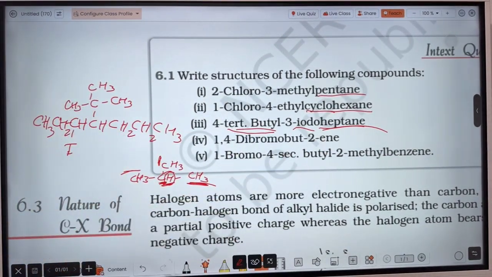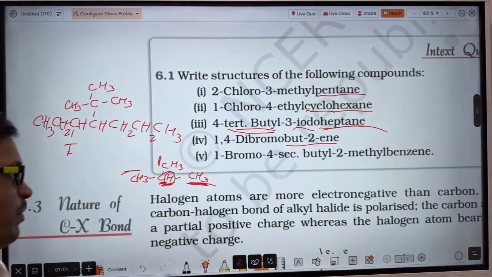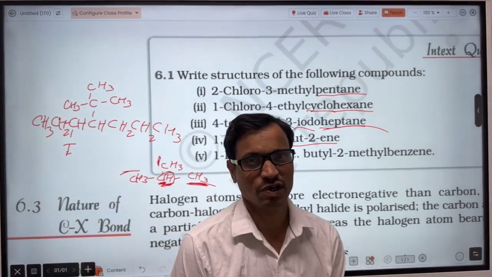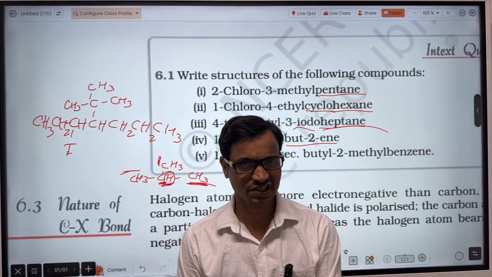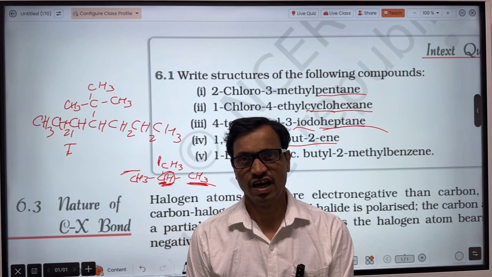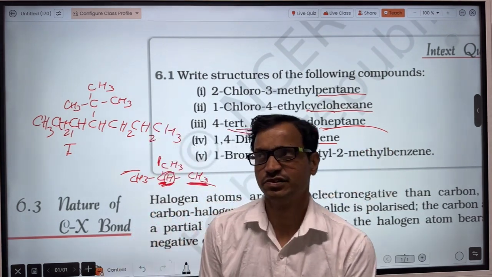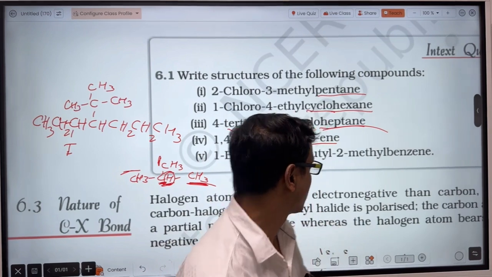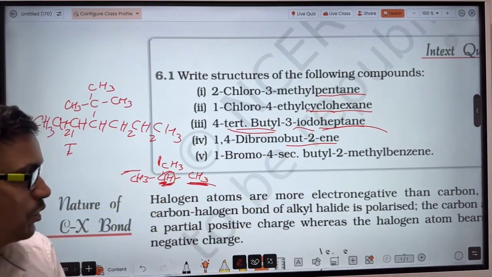1,4-dibromo-but-2-ene. So firstly you will have to draw but-2-ene, and then you will have to write the structure. Guys, always keep in mind that whenever you have to draw the structure when the IUPAC name has been provided, then you start from the last. So lastly here it is okay. Third we have done. So but-2-ene.